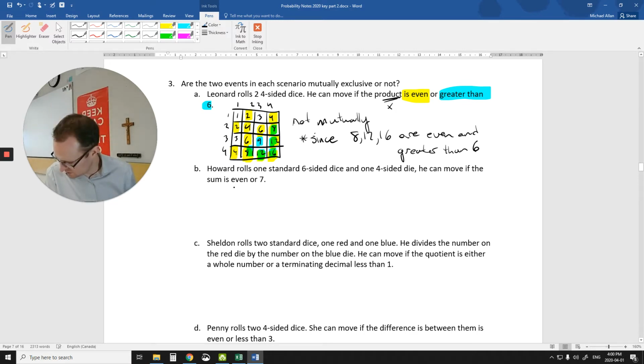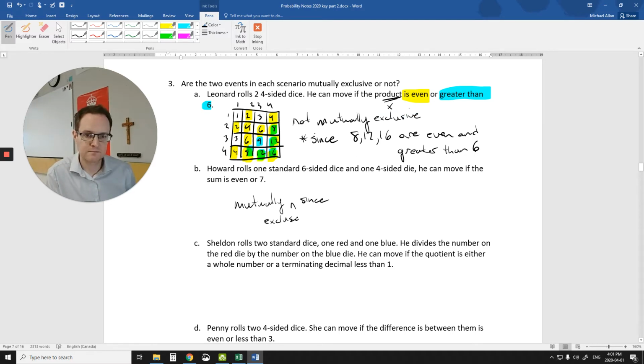All right, Howard has 1 standard 6-sided dice and 1 standard 4-sided dice. He can move if the sum is even or 7. I already know that these are going to be mutually exclusive since, oops, I probably forgot the whole word exclusive. Maybe I should put those words in there. Since 7 is not even. So there's going to be no overlap here between those 2 events.